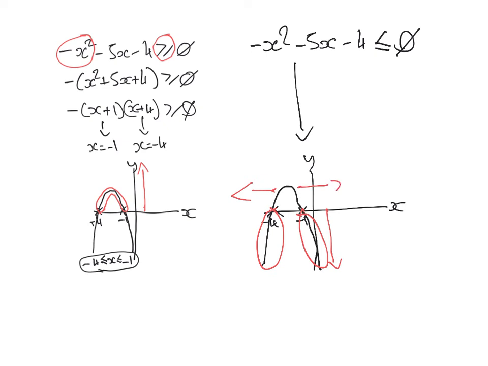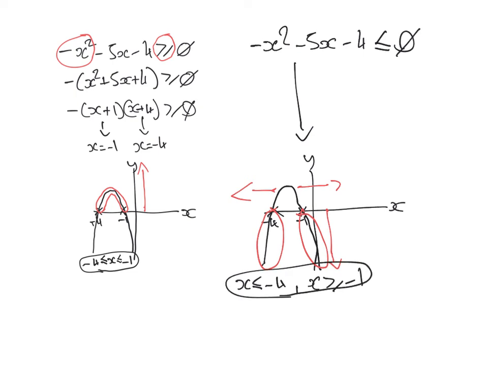Critical values are -4 and -1. Okay, so x is less than or equal to -4, because as we said, -4 is a value that's valid, or we have x is greater than or equal to -1, and that's our solution for that one.